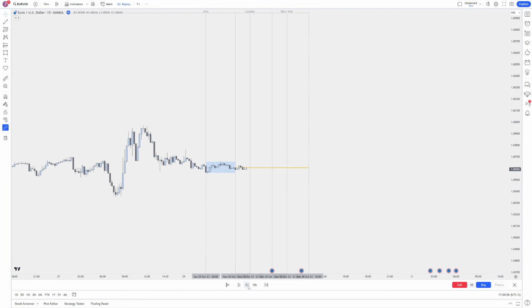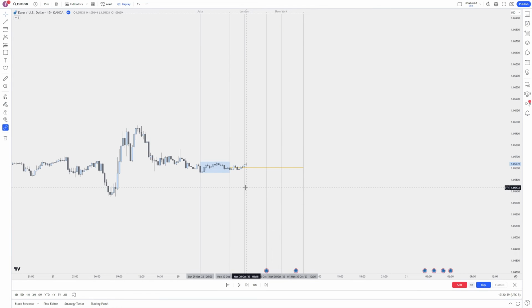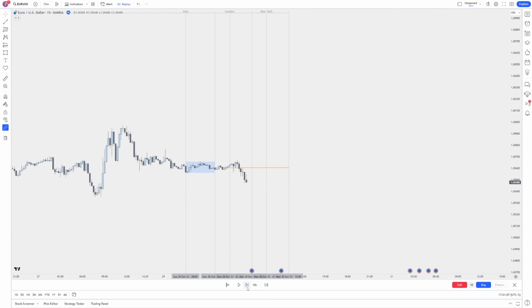So let's play it out. Here we are coming into London session. We're looking for that low of the day to be set beneath the accumulation, right? So we're looking for a manipulation now. And there we are. We've run beneath this session, right? We've run beneath the Asia session, which was also the accumulation of the day. So here we have the accumulation, London now making the manipulation.